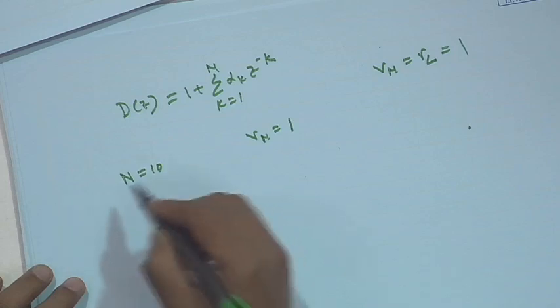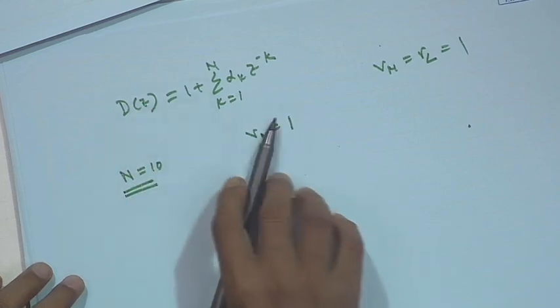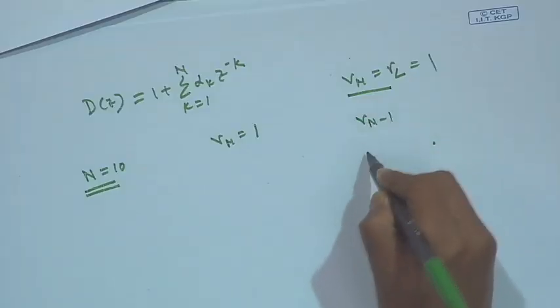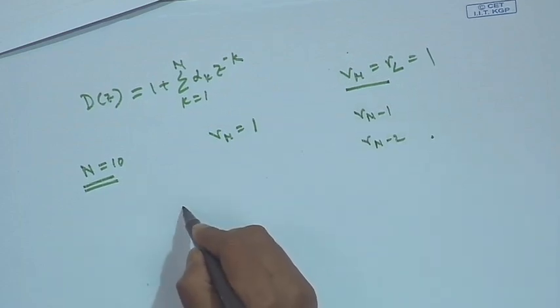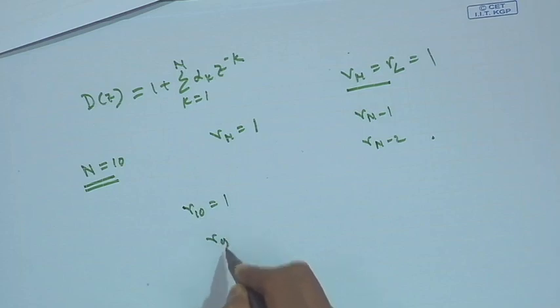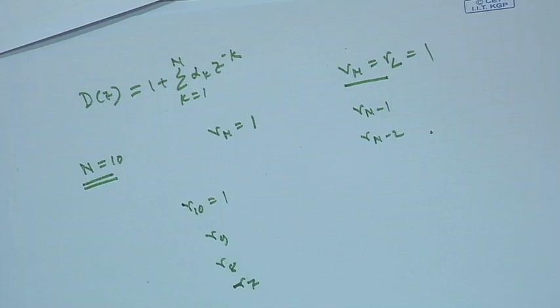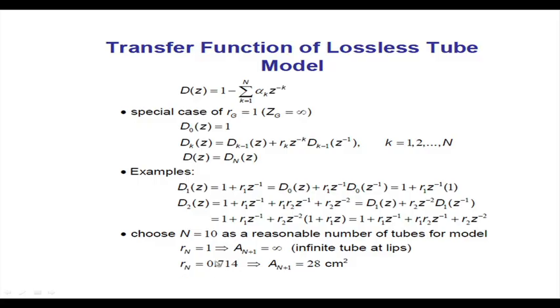Okay. Now, I can find out the value of, if I know that Rn is equal to 1, then from the last side, this last Rn is equal to 1. So, I can find out Rn minus 1, Rn minus 2, Rn minus 3, if it is a 10 tube model. So, Rn means R10 is equal to 1. I can find out R9, R8, R7. How? Because using n equal to a reasonable number of tubes, then model Rn equal to 1, and n plus 1 is equal to 18 centimeter.